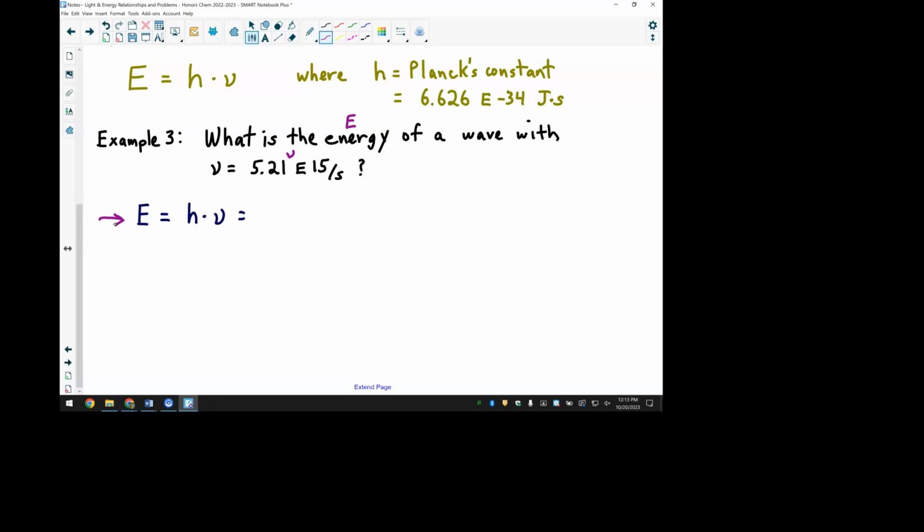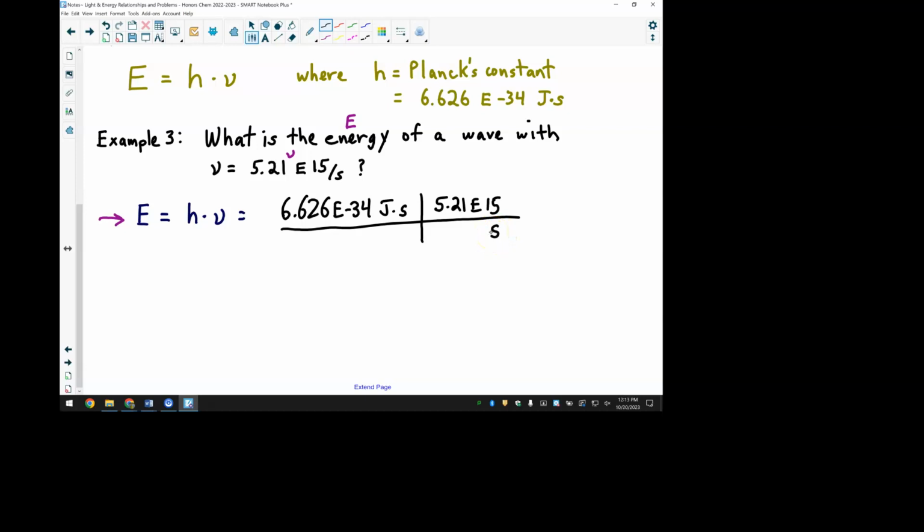So I'm diagnosing the problem. What is the energy of a wave with this frequency? And this is the equation. And then all you have to do now, it's already solved for energy. You don't have to rearrange it. You just plug in the numbers. And so, what's H? H is 6.626 times 10 to the negative 34th joules times seconds. And because there's units, guess what? Factor label method. And then nu, 5.21 times 10 to the 15th per second.